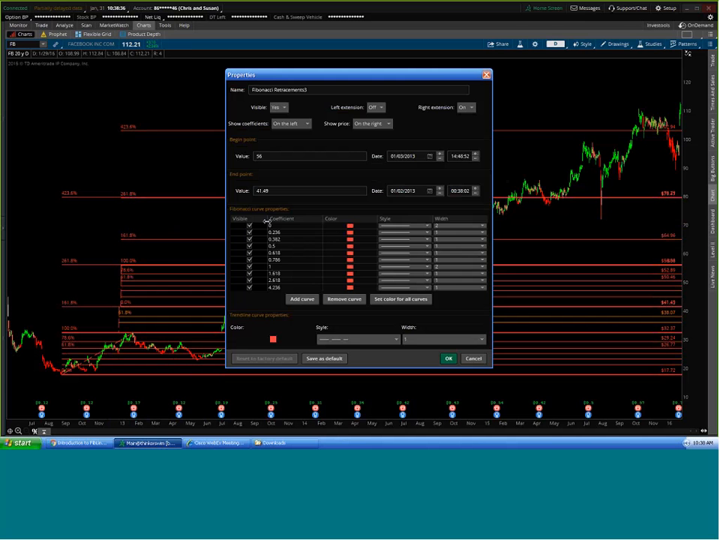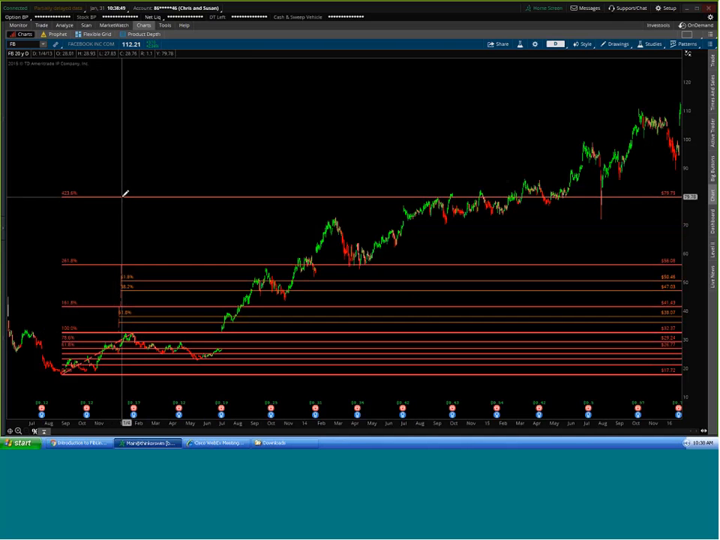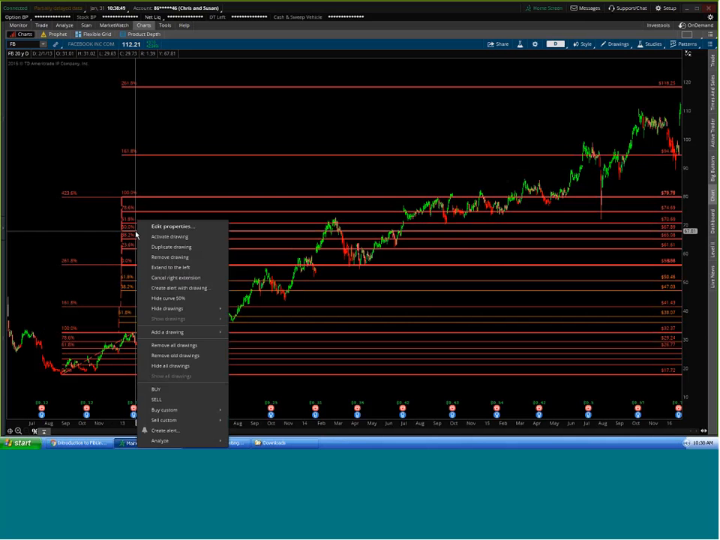Properties of the indicator. Orange. Okay, and the same thing again between the 423 and the 261.